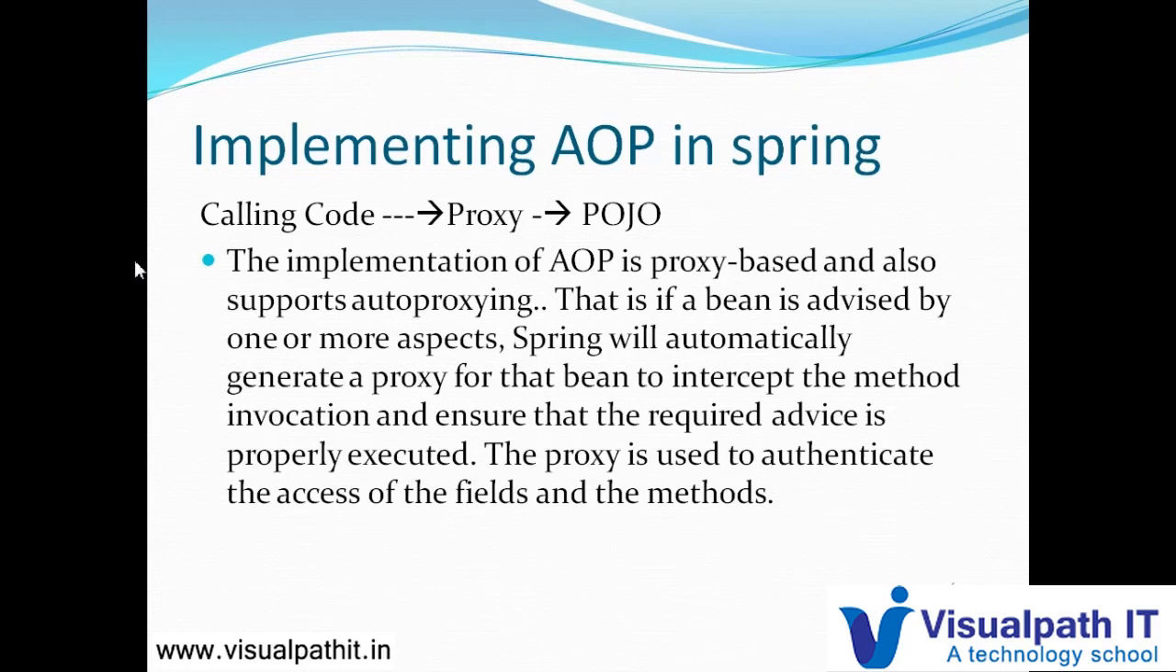This flow is very important. This flow is also known as a proxy based system. In this method, a method is called on a POJO. POJO, as we all know, is a plain old Java object, or it can be any Java class having getters and setters.